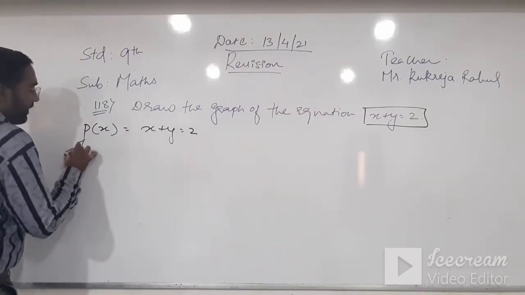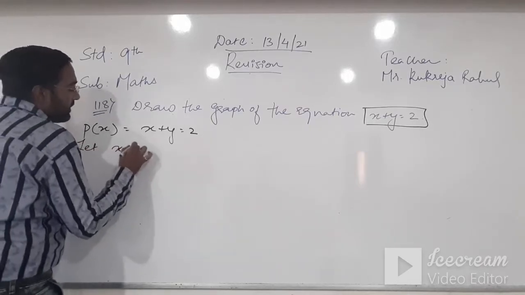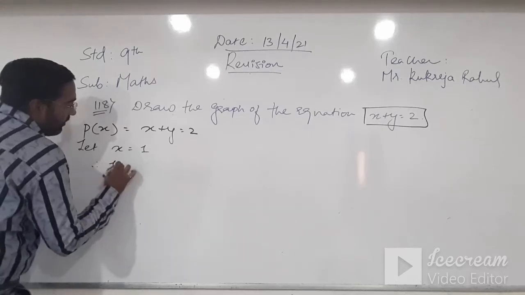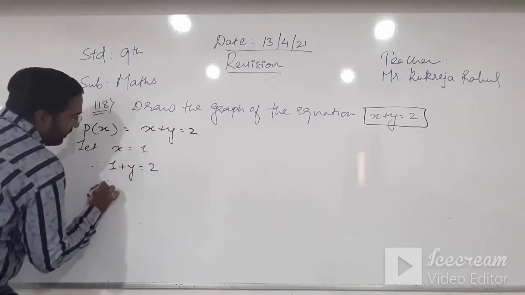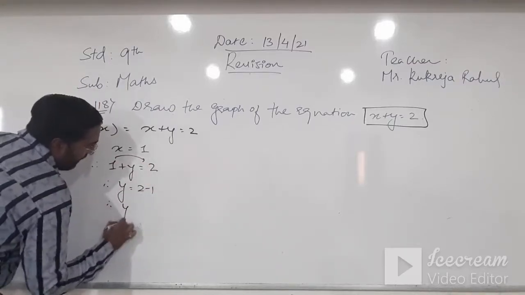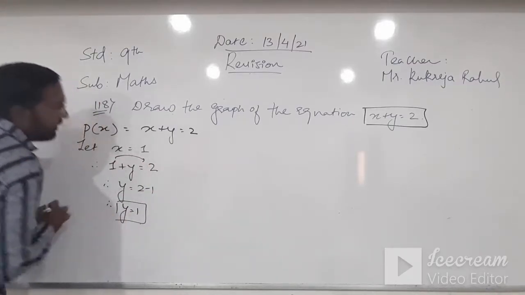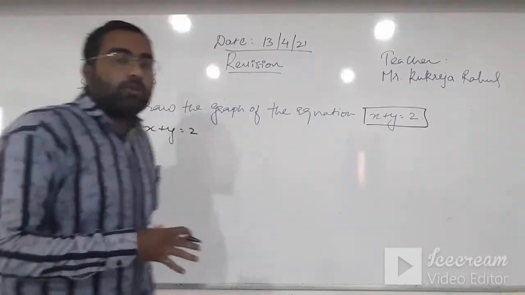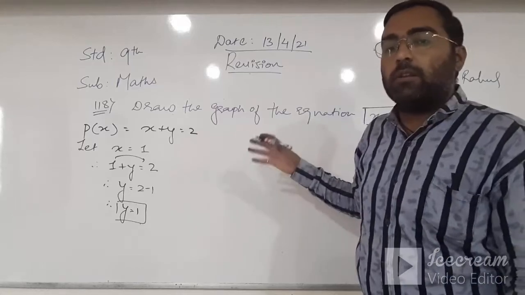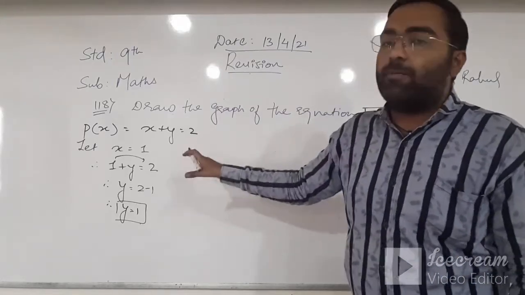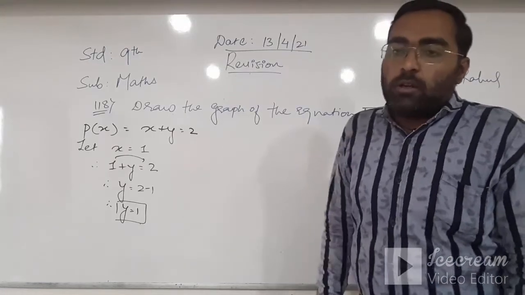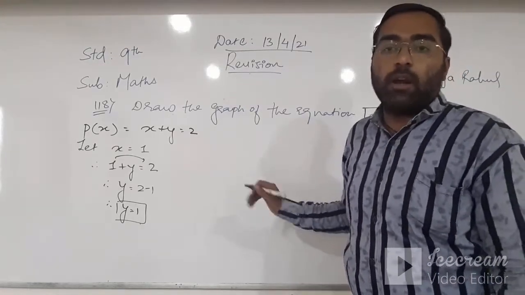We are assuming that the value of x is equal to 1. Therefore 1 plus y is equal to 2, so y is equal to 2 minus 1. Therefore the value of y is 1. Clear? In this question we first assume the value of x, then we get the value of y from the equation, and after that we plot the coordinates on the graph paper.